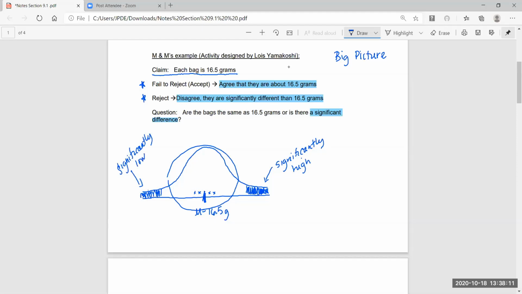low. And again, probably each bag is not exactly 16.5 grams. There's probably some that are a little bit more and a little bit less. We're not talking about a little bit of a difference. We're talking about a significant difference, a lot higher or a lot lower. And that's going to be something key that I want you to keep in mind as we move forward.